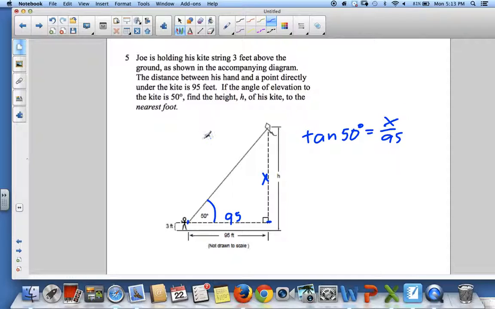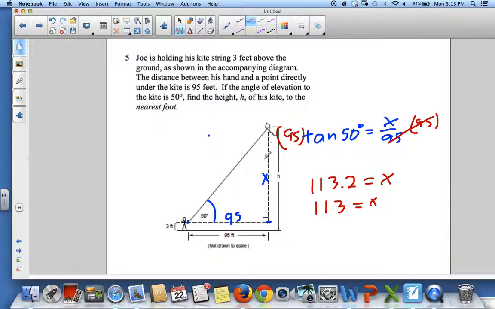So I can, at this point, multiply by 95 if I want. And then this is going to cancel. And then 95 here. So then I have 95 times the tan of 50. So 95 tan 50 is 113.2. 113.2 equals x. So this length rounded to the nearest foot would be 113 equals x.